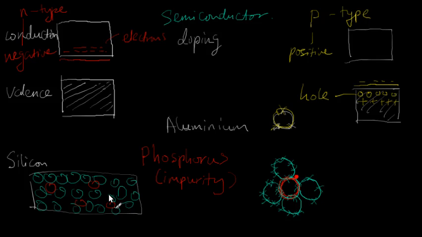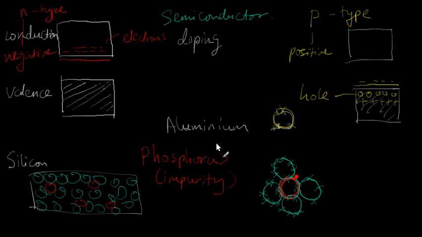In the last video, I talked about how it is possible, by adding some impurities to silicon, to make it more conducting, and that there were two ways to do it. One is by adding a type of impurity that provides extra electrons, and these extra electrons can go into the conduction band. An example of that would be phosphorus.